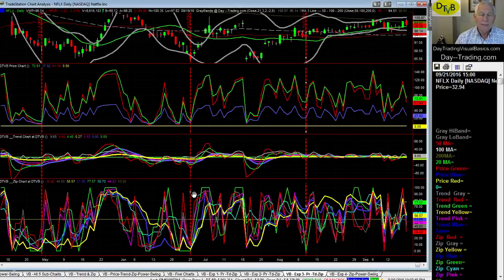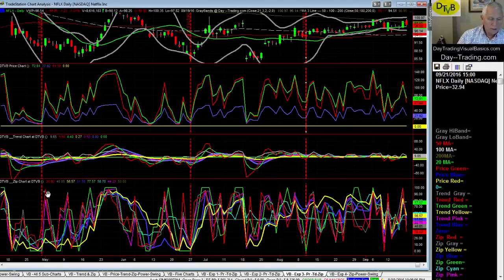And the other basic rule of a low angle down zip pink is that zip yellow is under it, and oftentimes zip yellow is lowest. And if in fact zip yellow is lowest with green at the bottom, then it does go up next day a high percentage of the time, very high probability each time it goes up.